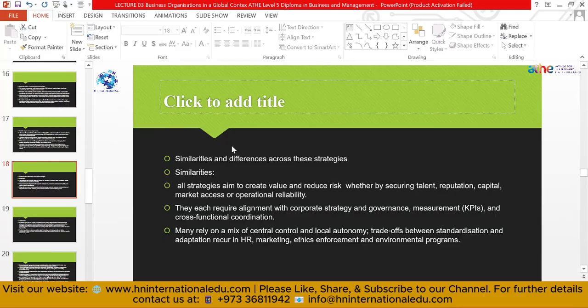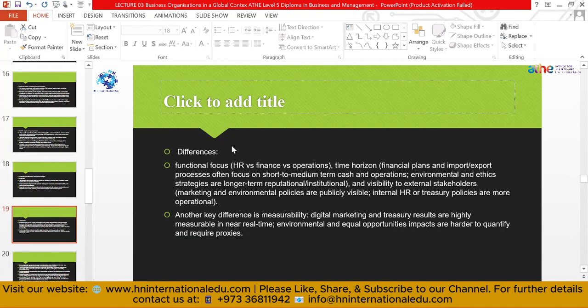Many rely on a mix of central control and local autonomy. Trade-offs between standardization and adaptation recur in the human resource department, marketing, ethics, enforcement, and environmental programs as well. So all these points are together a good thing, but we have some differences as well. What are they? First of all, functional focus, that is HR versus finance versus operations, three groups together.